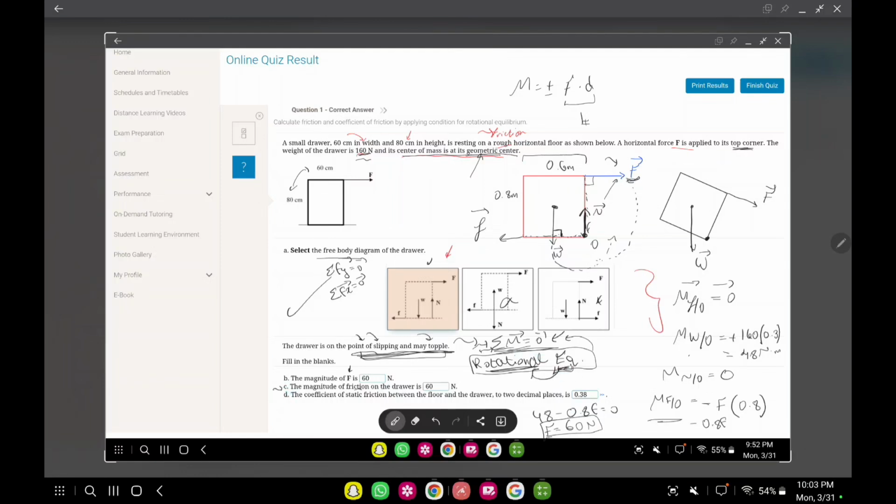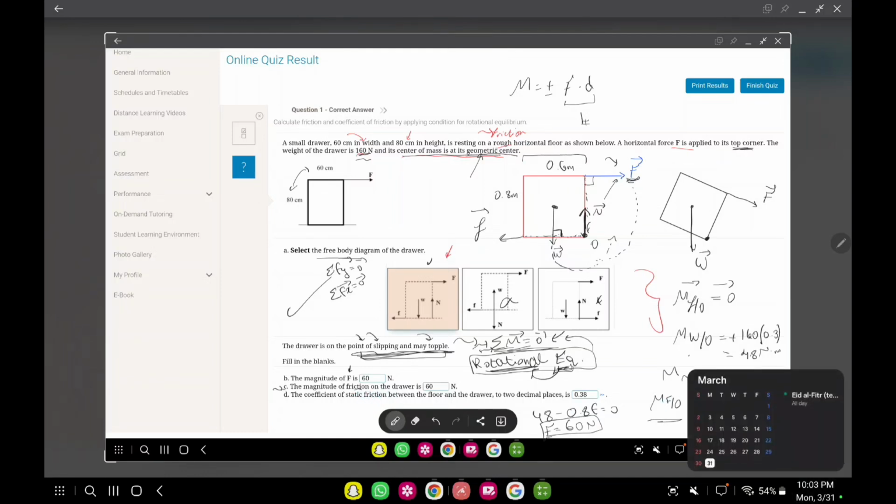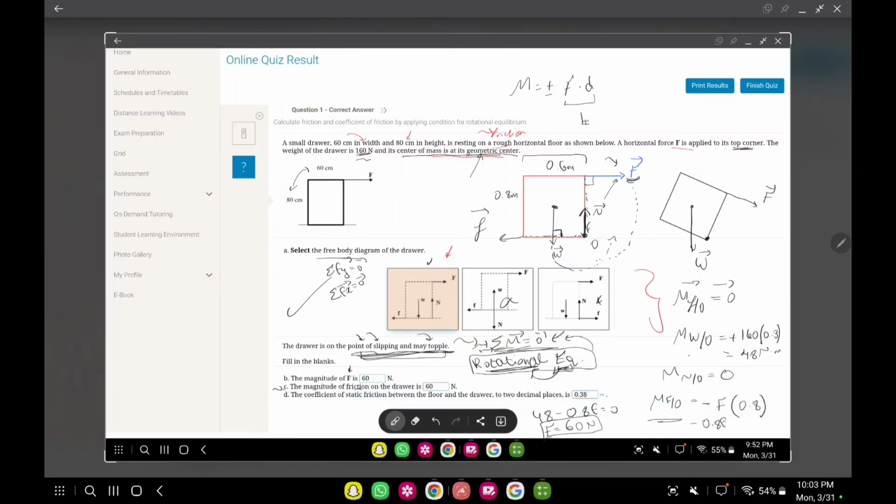So now for part C, the magnitude of friction. If you take a look at our work over here, anything that involved friction canceled out. So if you think to yourself to use sigma M equals 0, you're going to see that the moment of friction is 0. So there's no way you can find how much the friction is. That's why here we're going to use sigma Fx equals 0.